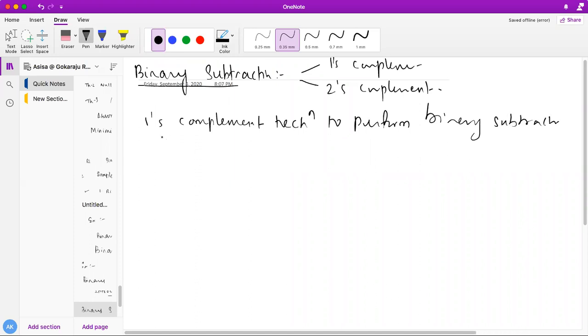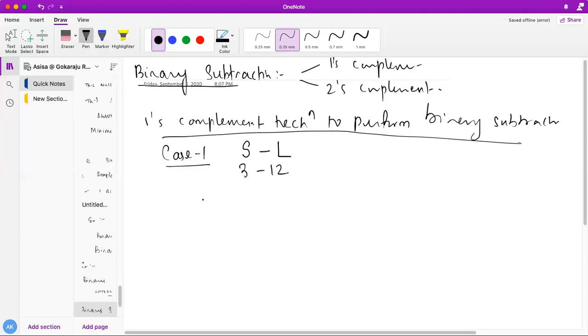Okay, students. So in this state, there are two different cases that will come up. Case one is that you subtract a larger number from a smaller number, or you can subtract a smaller number from the larger number. So we'll see one by one. Let's say I am going to subtract a larger number from a smaller number. Let's say I am going to subtract 12 from 3.